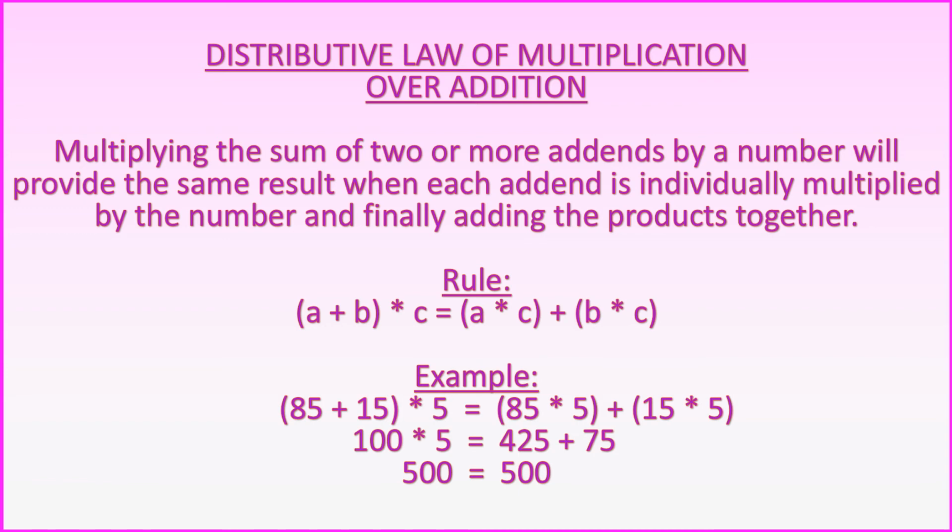In this example, on the left side, we first add 85 and 15, which gives 100. 100 is then multiplied by 5. On the right side, we multiply 85 by 5 and 15 by 5. Again, we add the results of these two products, which are 425 and 75. In both cases, we can see that the answer is 500. Hope this is easy to understand.